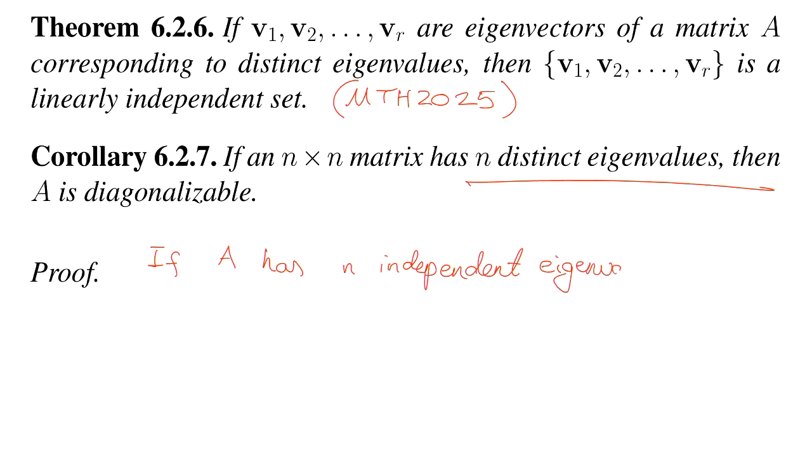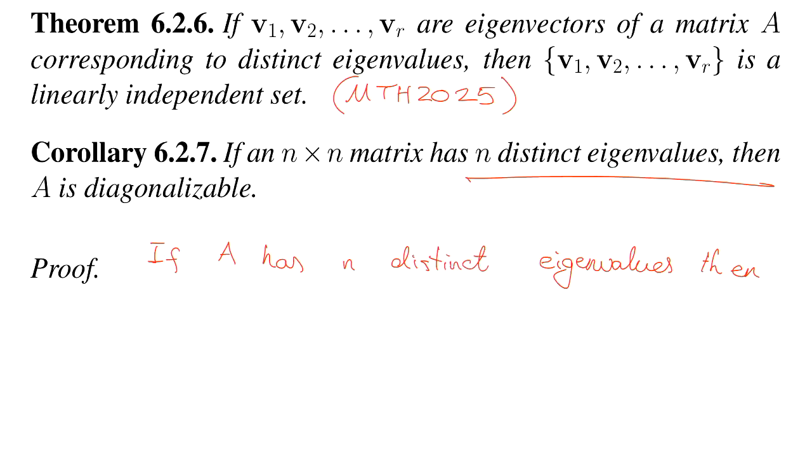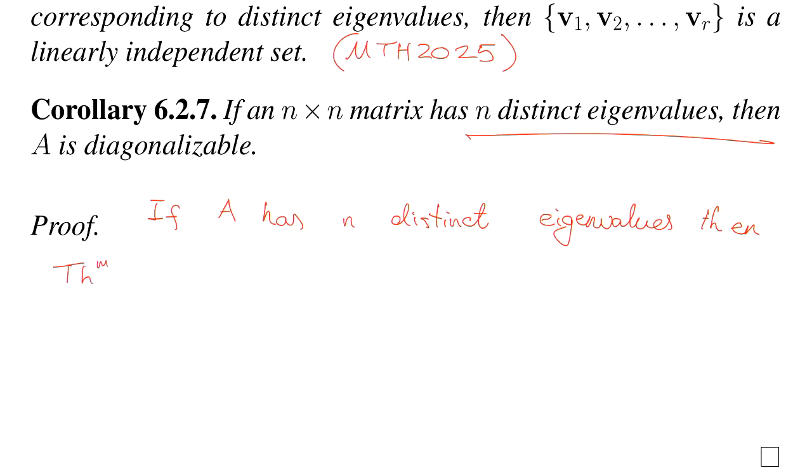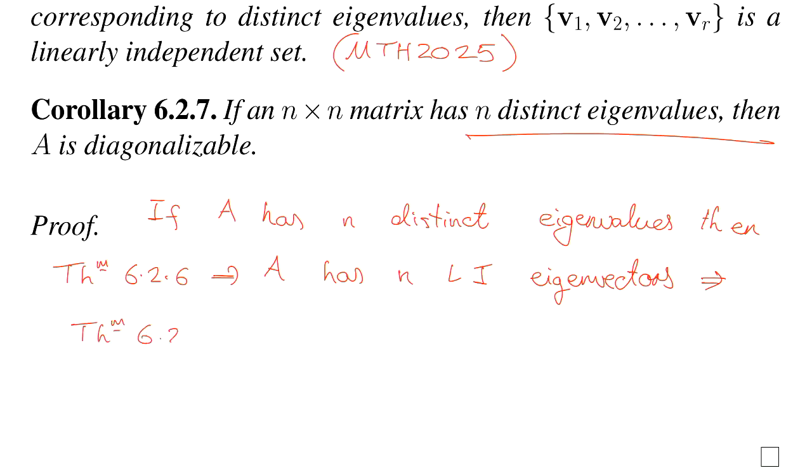All right, so if all your eigenvalues are distinct, then the previous theorem, the one that we just finished proving, says A has n independent eigenvectors. That tells us that A is diagonalizable.